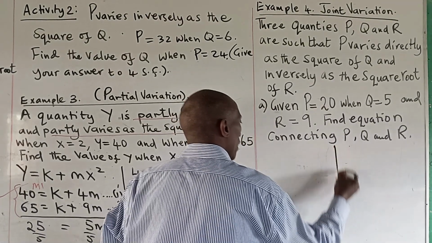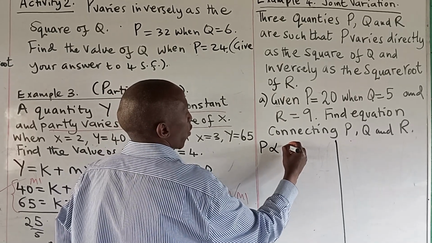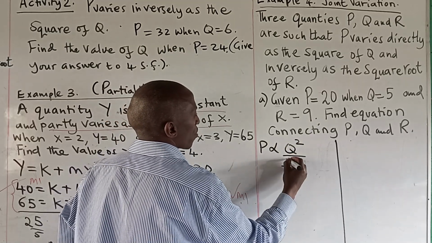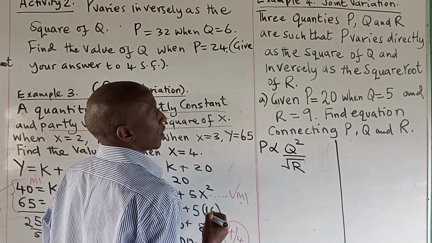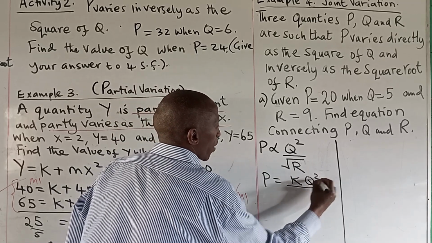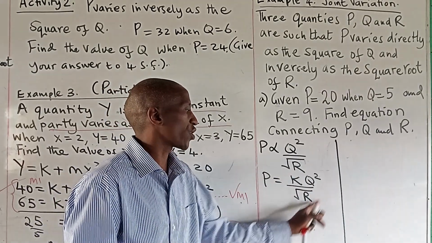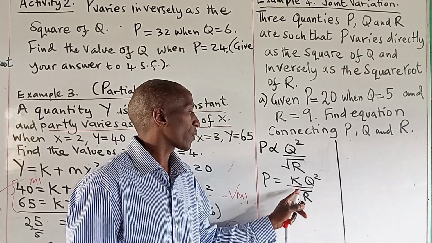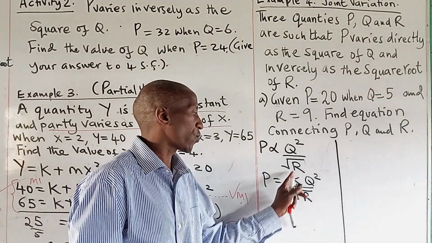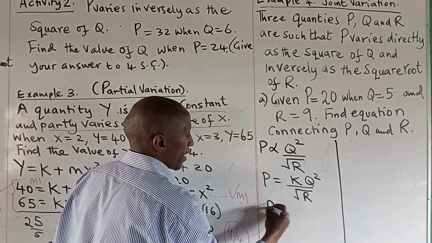We are saying that P varies directly as the square of Q and inversely as the square root of R. That means P will be equal to a given constant K times Q squared over the square root of R. It is important, viewers, to note that we do not have 2 constants for the direct case and for the inverse case. It is 1.